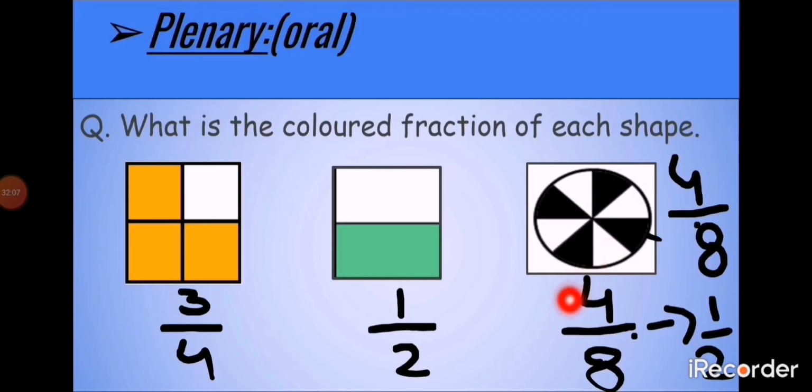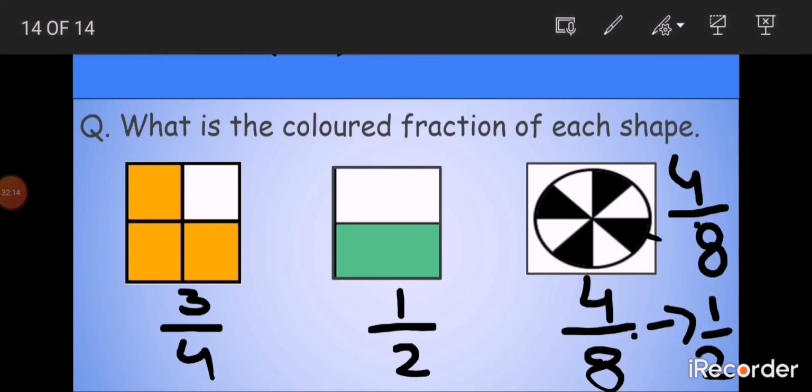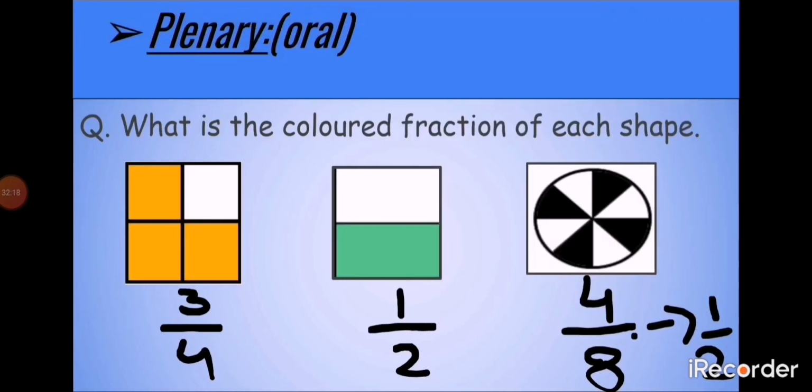Both ways are right. 4 by 8 is right and half is also right, because half of the shape is colored and half of the shape is uncolored. As we are going to find out the colored portion, we will write the colored fraction here. So we write 4 by 8 and we put an arrow, and we can also write half here. You write any fraction. Both are right.